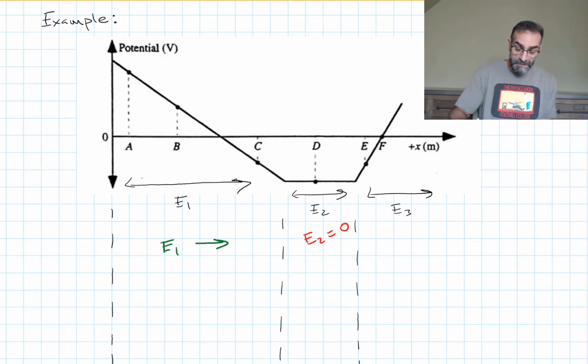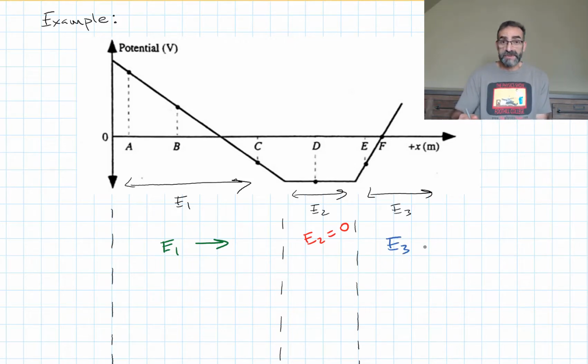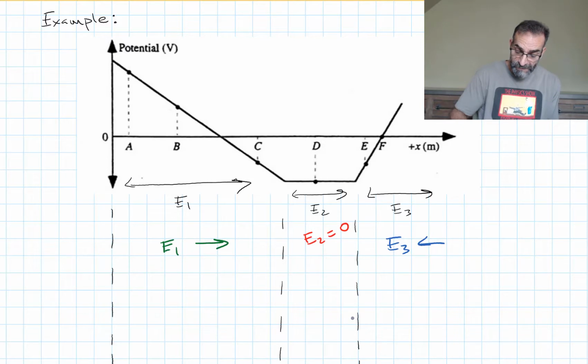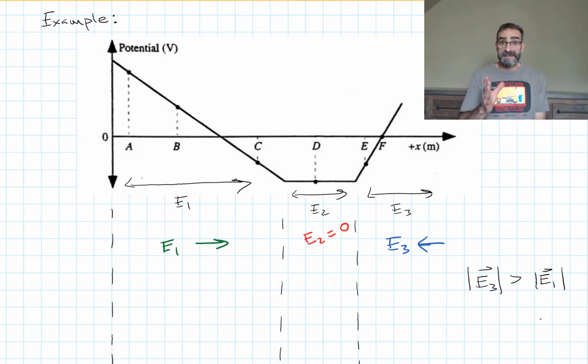And in region 3, we have a constant electric field that points in the negative x direction. And we also know one more thing. We know that the magnitude of E3 is greater than the magnitude of E1 because the slope is steeper there.